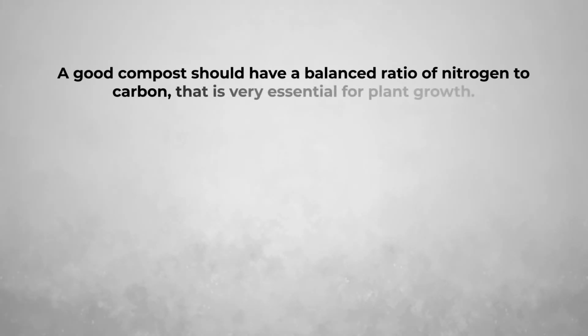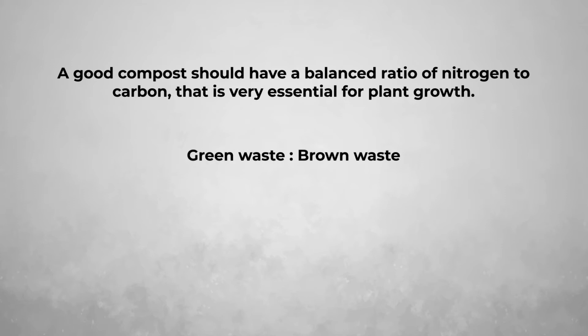A good compost should have a balanced ratio of nitrogen to carbon. That is very essential for plant growth. To maintain this ratio, the quantity of both green and brown waste should be balanced. Usually, 2 parts of green waste and 1 part of brown waste is used to make a good compost.